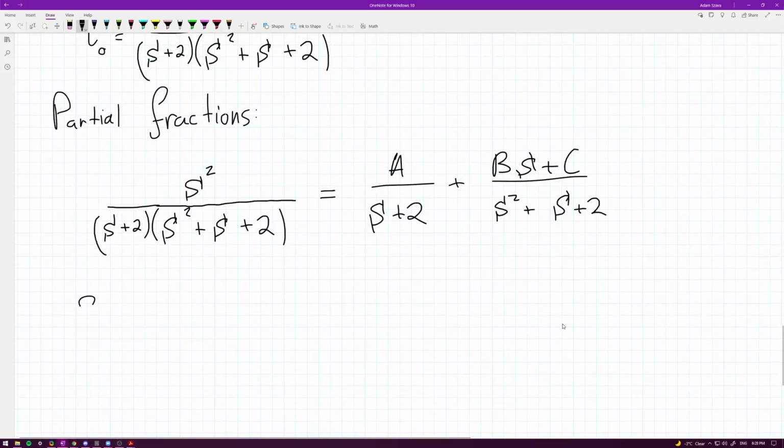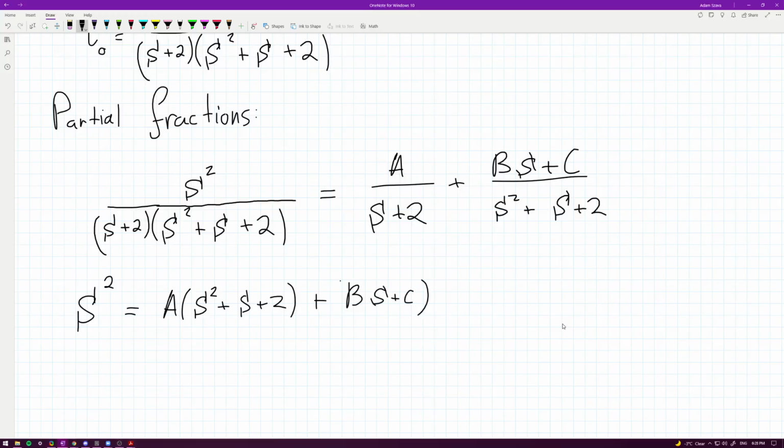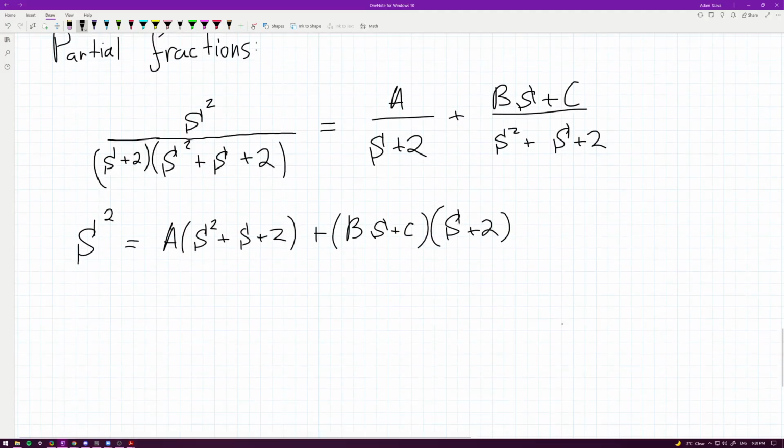And then from here we can say, okay, so multiply both sides by the denominator. So S squared is equal to A times S squared plus S plus 2 plus, okay, now that's going to be BS plus C times S plus 2. Okay, so if there's any confusion, let me know. We can work from there.